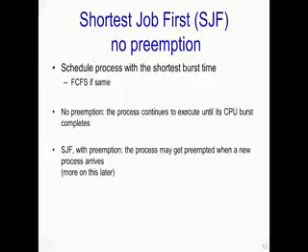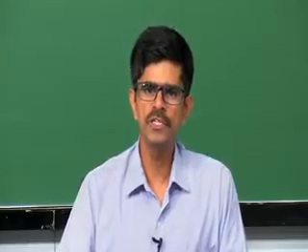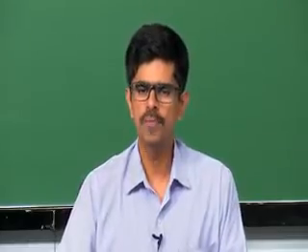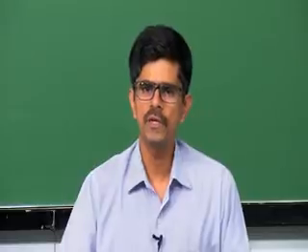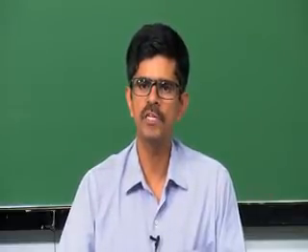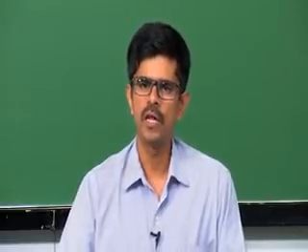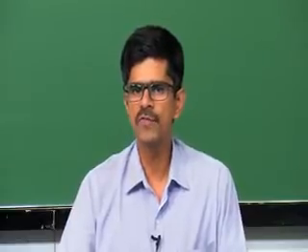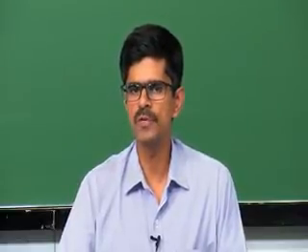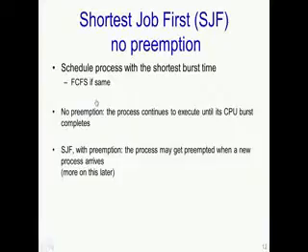Now, let us look at another scheduling algorithm known as the shortest job first scheduling algorithm. In this particular scheduling algorithm, the job or the process with the shortest CPU burst time is scheduled before the others. Now, if you have more than one process with the same CPU burst time, then the standard FCFS scheduling is used. There are two variants of the shortest job first scheduling algorithm.